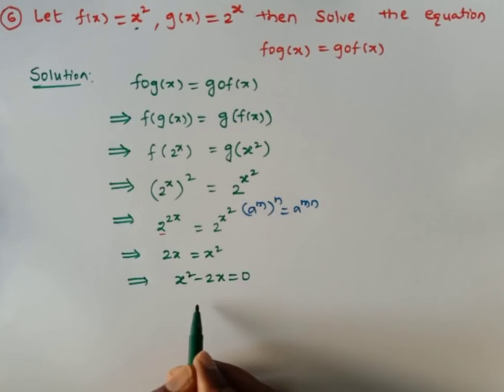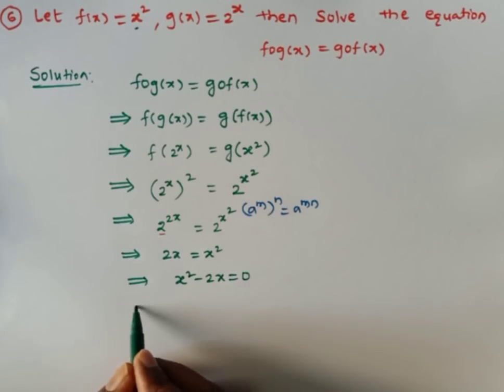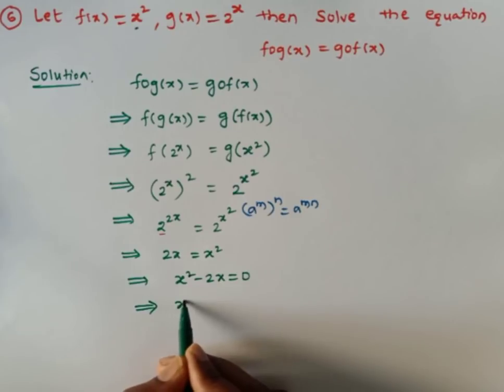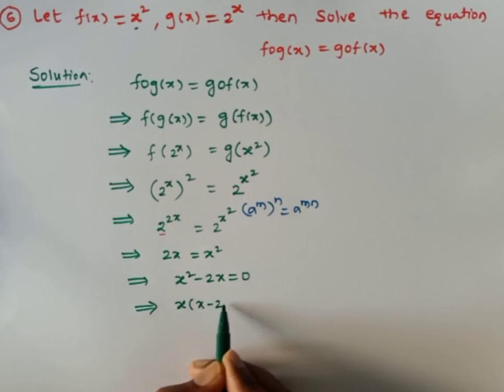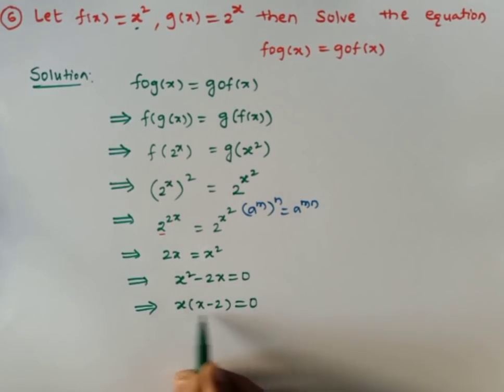Now try to solve for x from this equation. Here x is common, so x into (x minus 2) is 0, right? Now this expression is 0 when either this is 0 or this is 0.